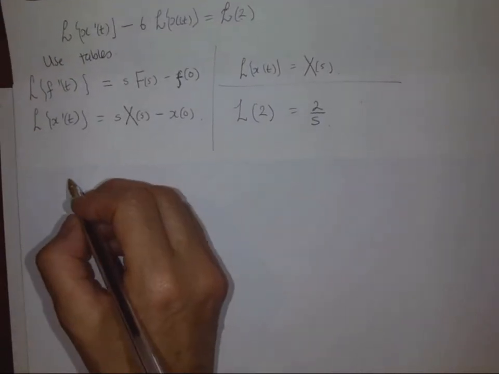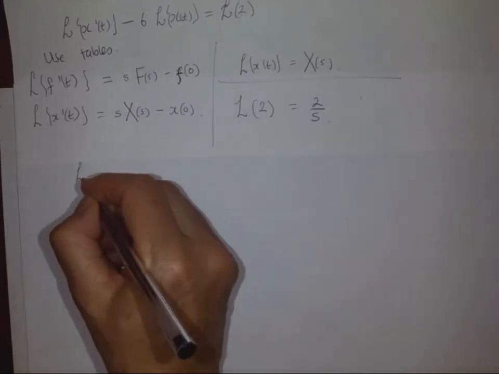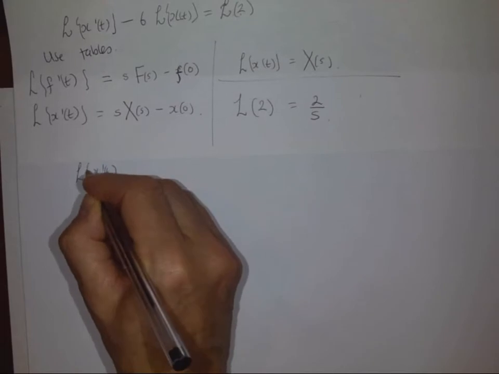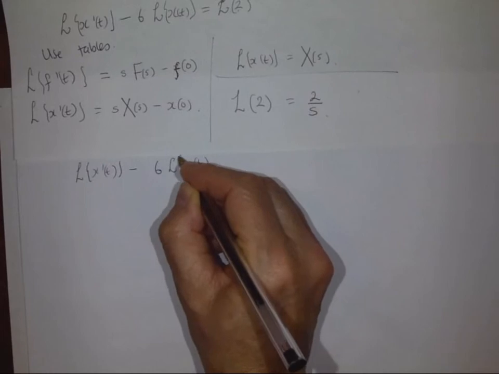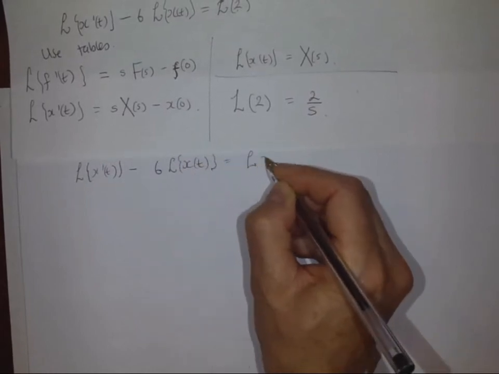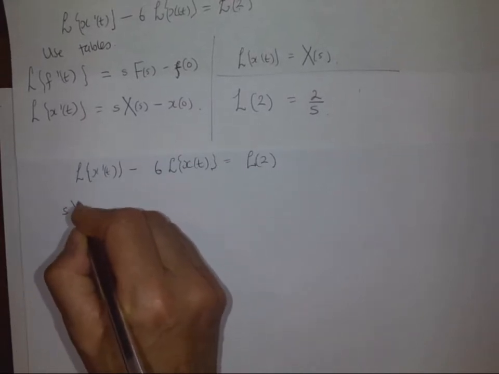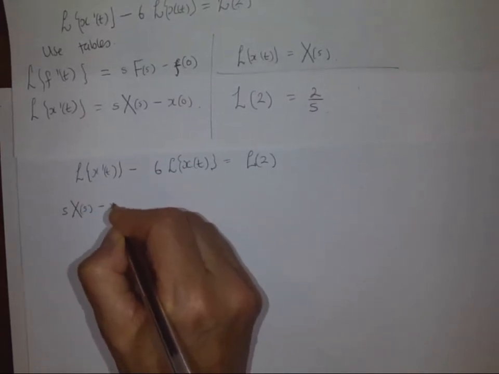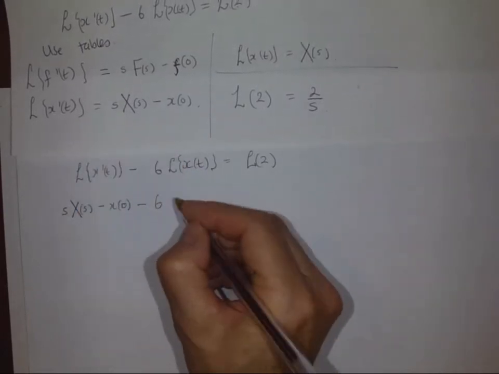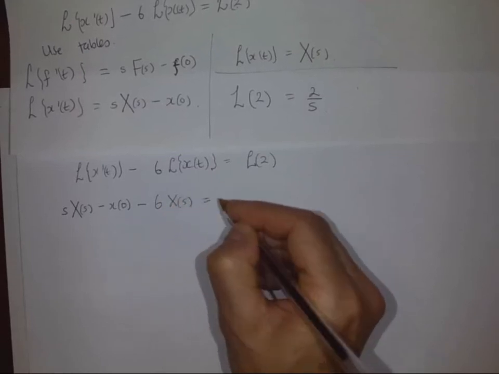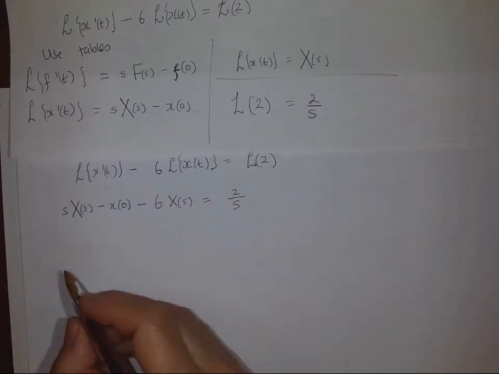So it's the Laplace transform of x dash t. That's this. So Laplace transform of x dash t minus 6 times the Laplace transform of x of t equals the Laplace transform of 2. From the tables we can now write that this is s capital X of s minus little x of 0 for the x dashed. Then minus 6 capital X of s equals 2 over s. That's step 1 done.